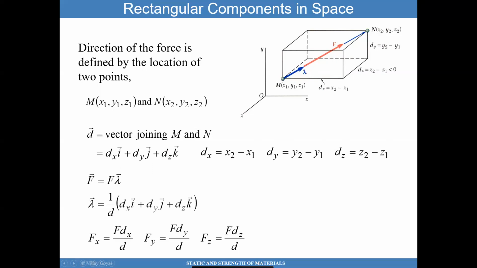I can also determine its magnitude from here to here, and that's simply d. So the unit vector defining lambda hat is 1 over d times dx i hat plus dy j hat plus dz k hat. If I have this, I have the unit vector. If I multiply F to each of these, I get the force resultant that will be acting along this line. So given the force along the points M and N, I'm able to determine its magnitude and direction properly.